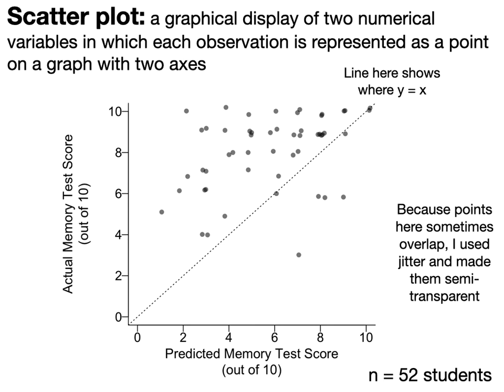I've added a dotted line where y equals x. Any dot that's exactly on that line would indicate a student whose predicted score was exactly the same as their actual score. Mostly what I see here is that students predicted a really wide range of scores for themselves, but they actually tended to do quite well. The average actual scores were quite high.